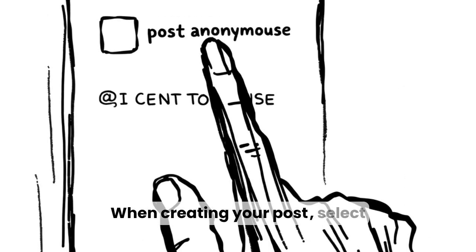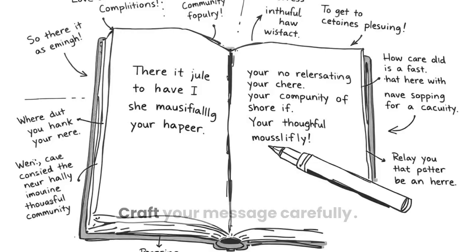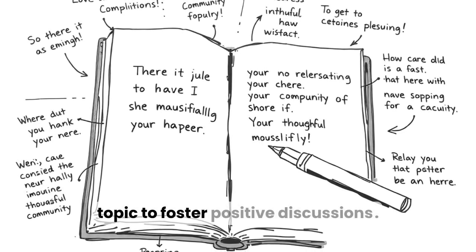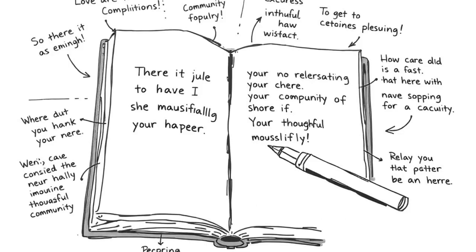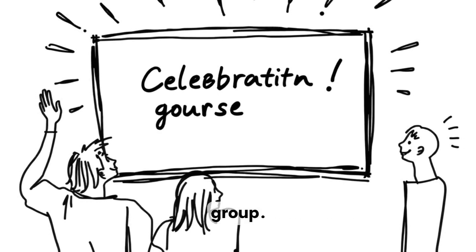When creating your post, select the option to post anonymously. This feature will hide your name from other members. Craft your message carefully. Be respectful and stay on topic to foster positive discussions. Voila! Hit post and your anonymous message is shared with the group.